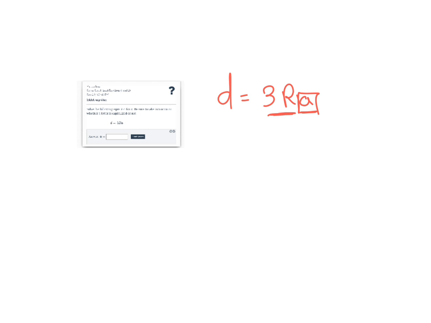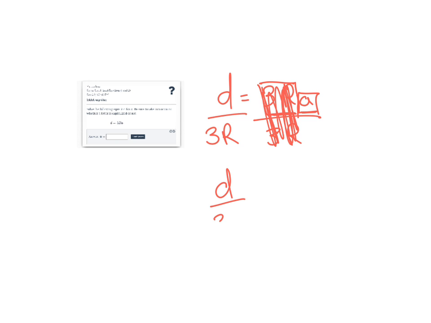Now, what's interesting is with multiplication, we can divide by a large group. So we don't have to divide by r and then by 3. We can divide by 3r altogether. So I can divide by 3r, and that's going to cancel it over here to get that a by itself. So then we're going to get d over 3r equals a. Okay, and that's going to be the answer.